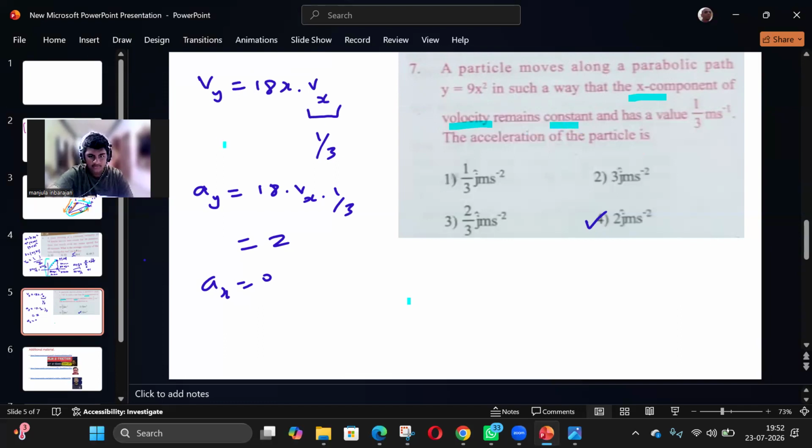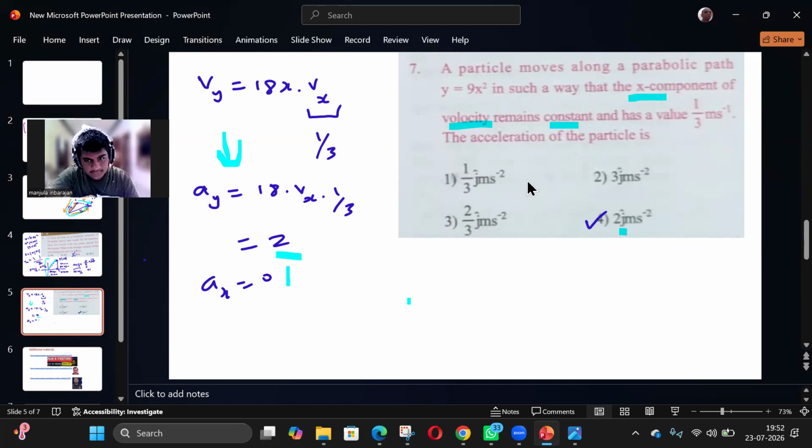So from here to here, I'm differentiating again with respect to time. Vy, if I differentiate, I get ay. x, if I differentiate, I get vx, which is a constant, 1/3. And to get ax, I just have to differentiate vx, which is a constant, so I'll get 0. A is the x component plus the y component, and only the j component is there. So the answer is just j cap, and the value is 2.